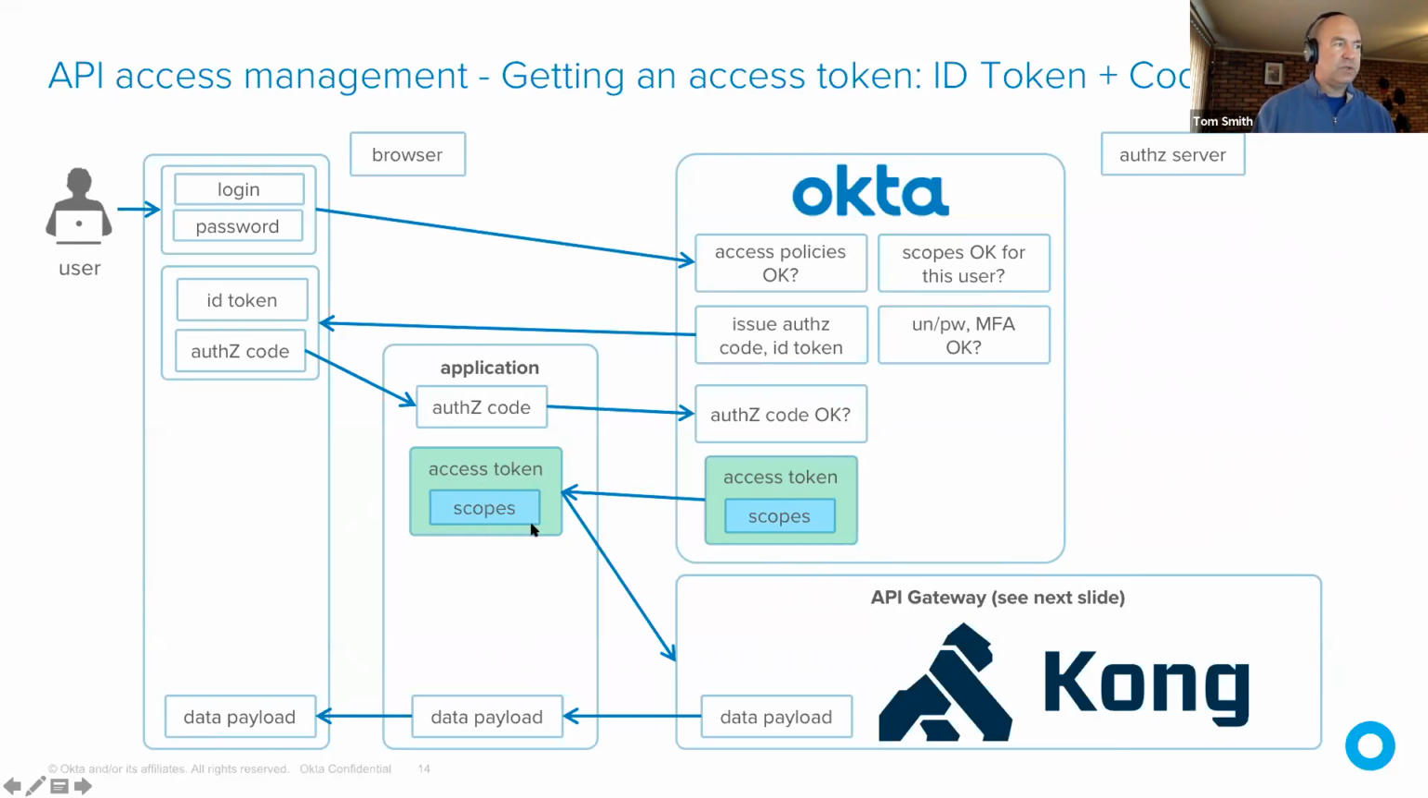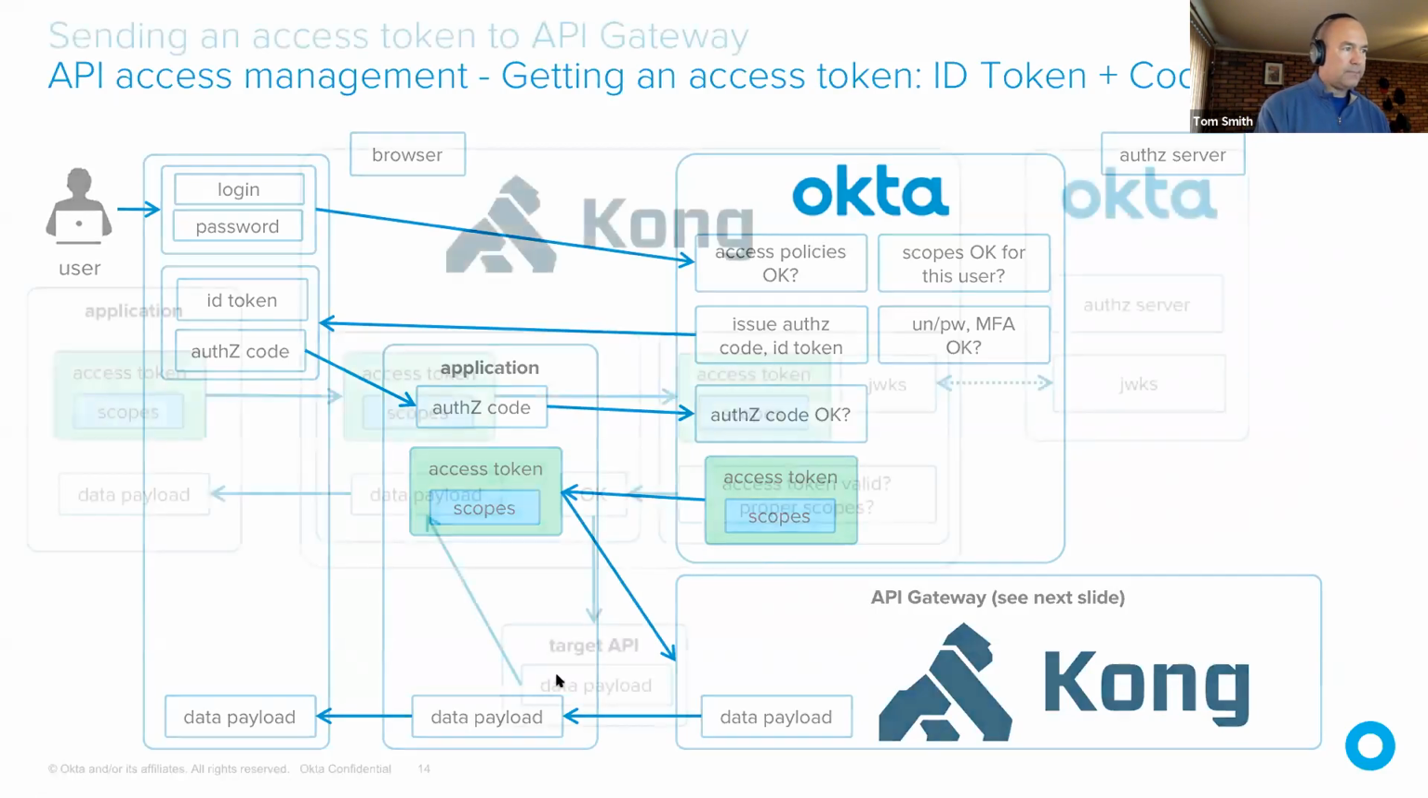So now that the application has that access token, it wants to request data from the API. It passes that access token into Kong. Kong evaluates the access token, decides whether the access token is still valid, also looks at whether the scopes in the access token are appropriate for the endpoint that's being requested, and if so, sends that payload back down to the application, which then can present it to the end user.